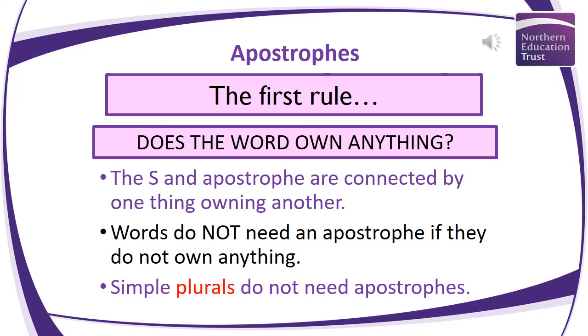I'm sure a lot of you on a regular basis see apostrophes used incorrectly or not at all. However, there are a variety of rules that are necessary. So for apostrophes, the first rule is: does the word own anything? So it's always worth asking the students, does the word own anything? The S and the apostrophe are connected by one thing, and that's owning another. So words do not need an apostrophe if they don't own anything. So simple plurals definitely do not need an apostrophe.